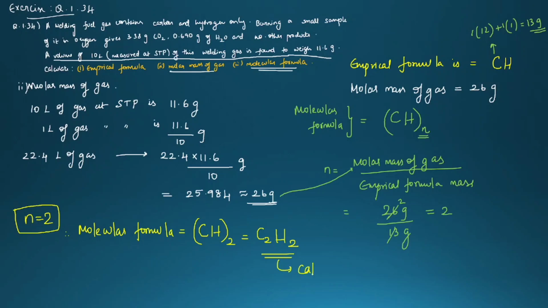And this C2H2 gas is called ethyne gas, which is CH triple bond CH. This is just for your information.